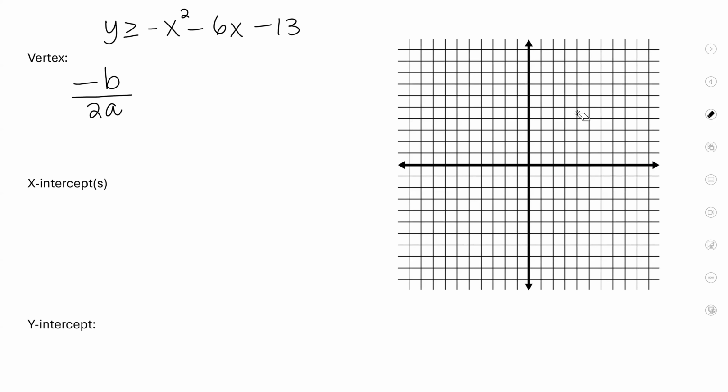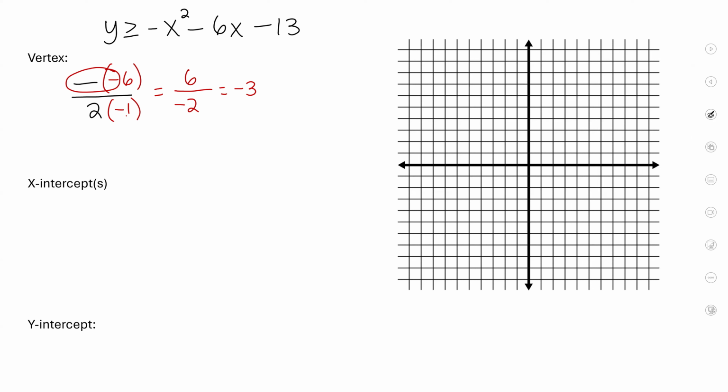So you substitute B in A. Substitute B with a -6. Substitute A with a -1. So this becomes, two negatives becomes a +6. 2 times a -1 is a -2. So this is -3. That is the X value of your vertex.